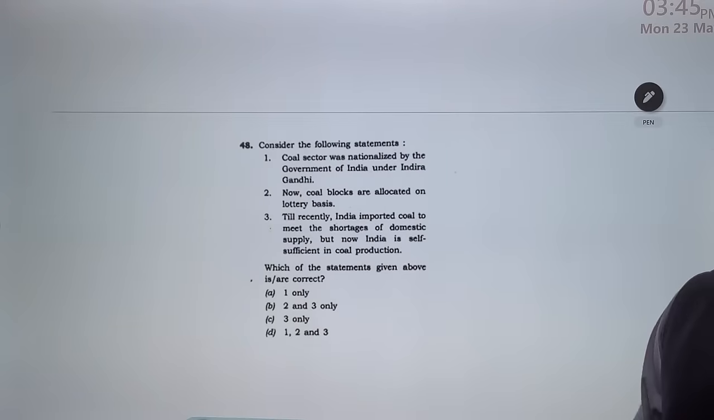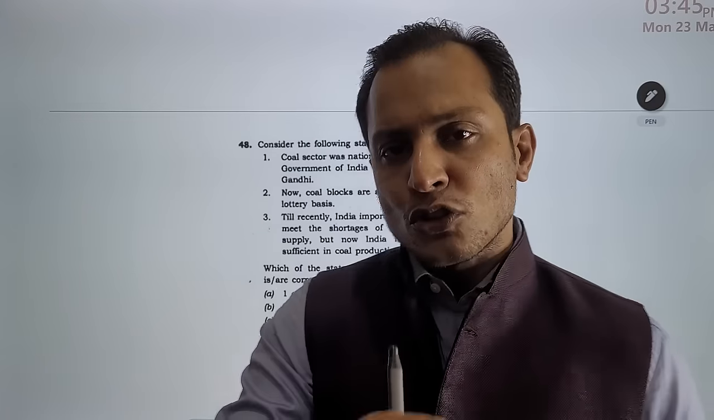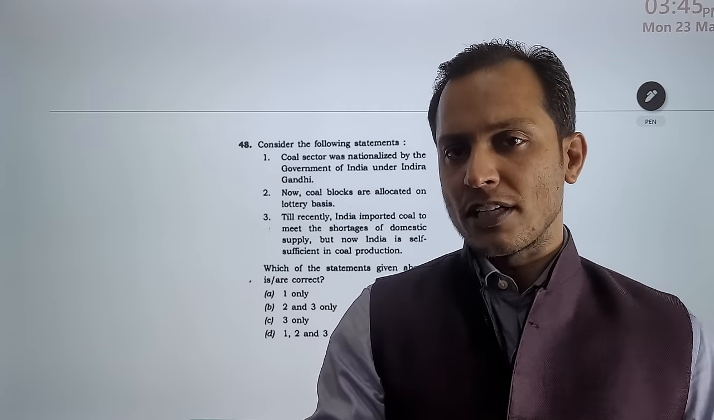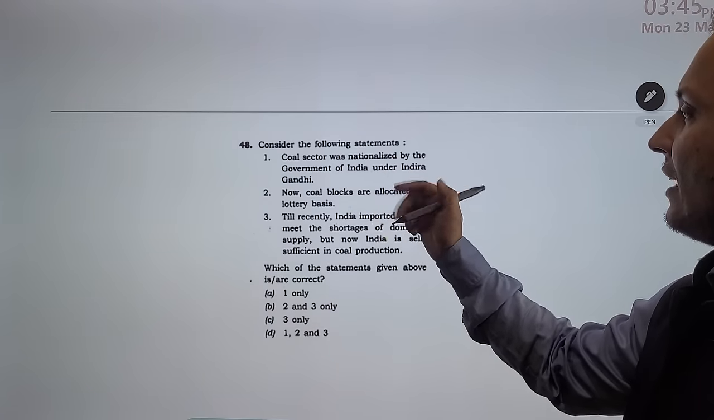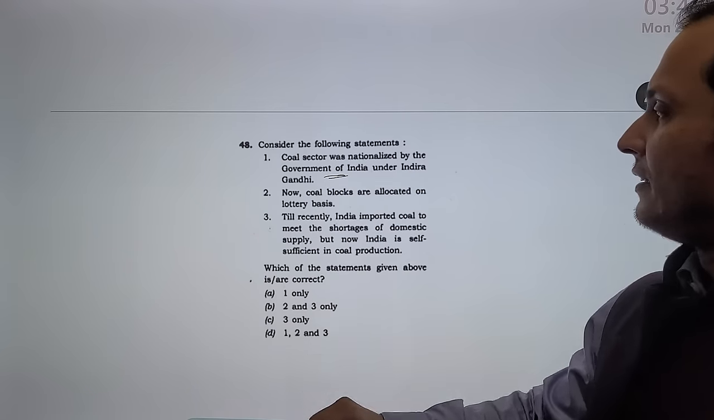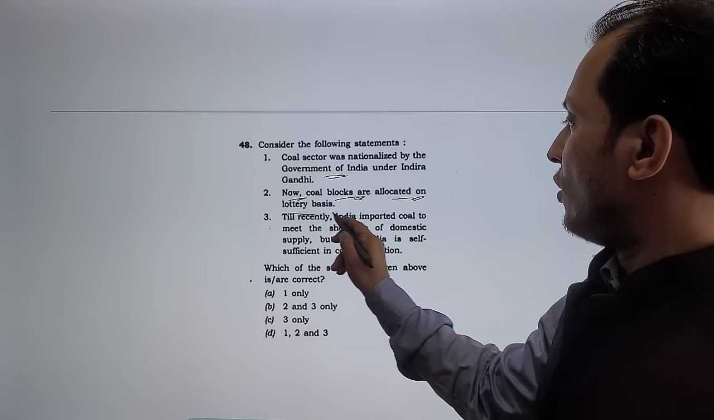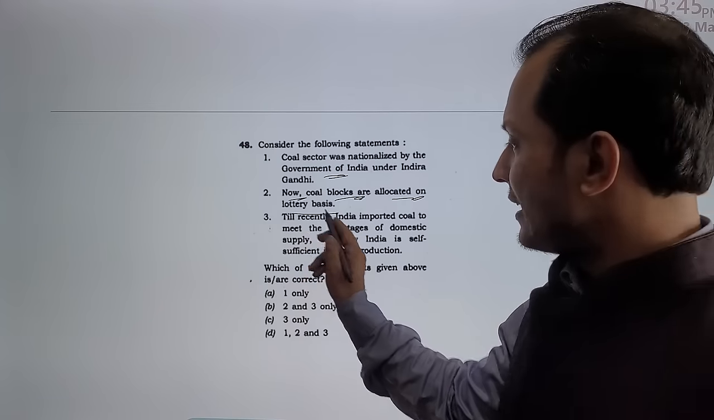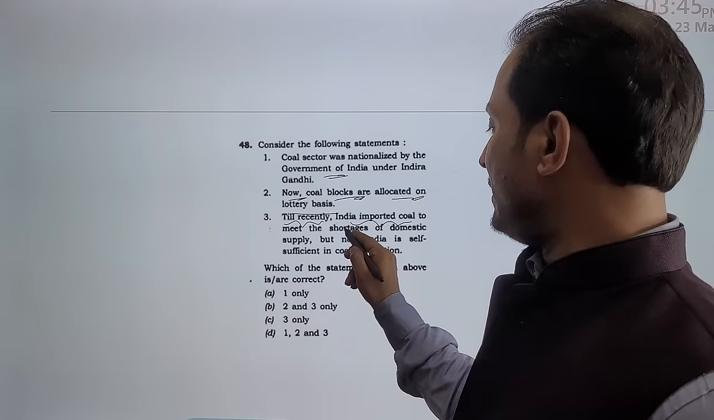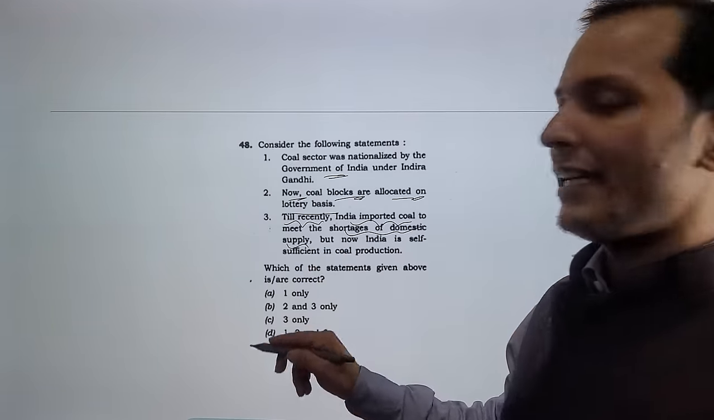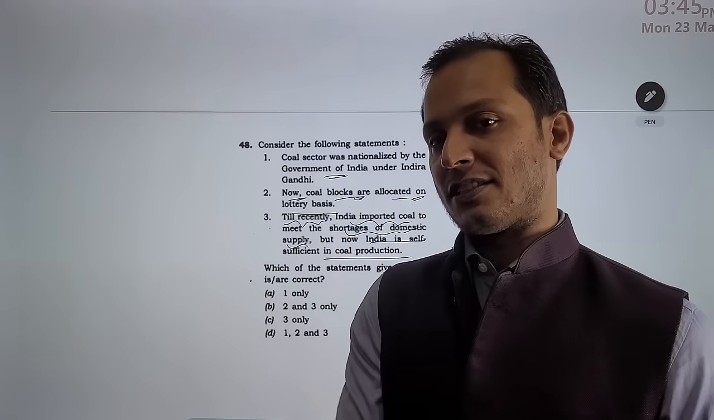Let us read this question. This question is about the coal sector. This year also the coal sector is very important because of the coal shortage in our country. Coal sector was nationalized by the government of India under Indira Gandhi. The second statement says now coal blocks are allocated on a lottery basis. The third statement reads that till recently India imported coal to meet the shortage of domestic supply, but now India is self-sufficient in coal production.